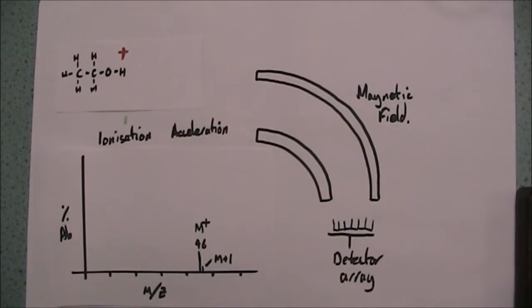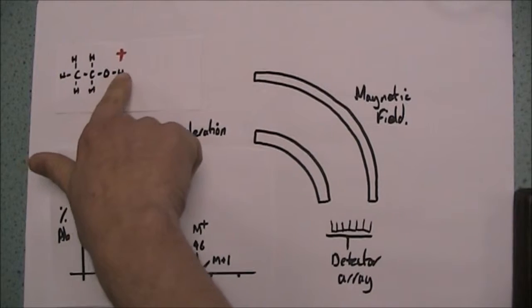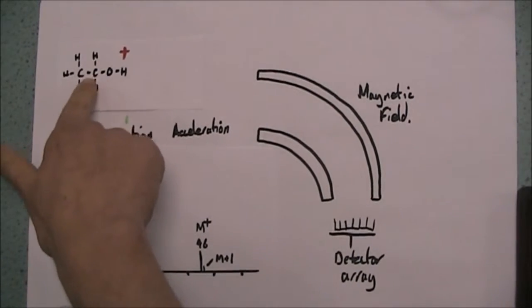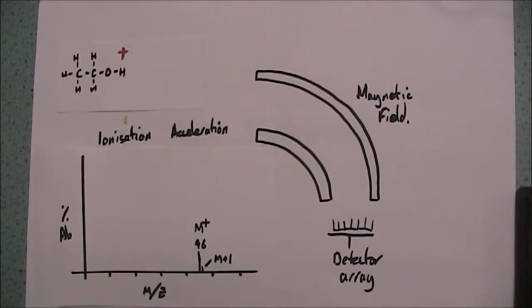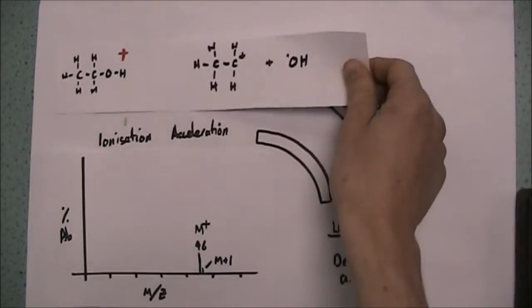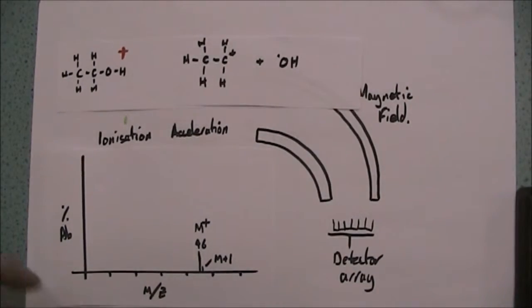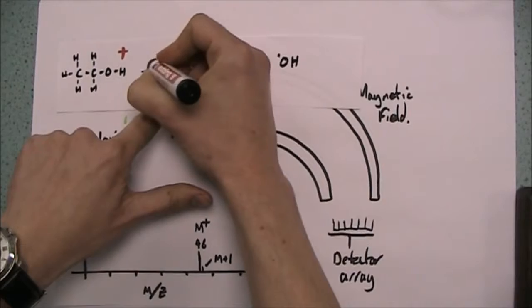then I would get two fragments. I would get an oxygen and hydrogen on one side, and I would get this ethyl group on the other side. Now let's say for the moment that that breaks up like this.